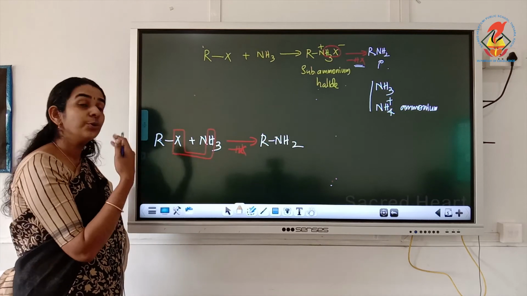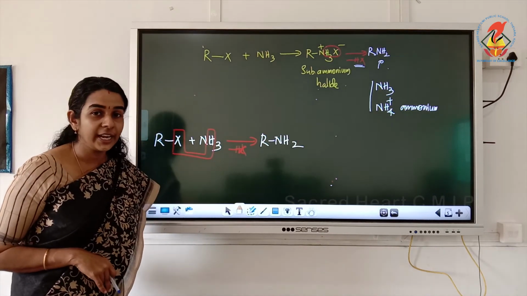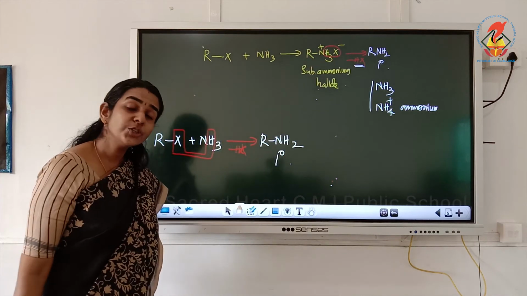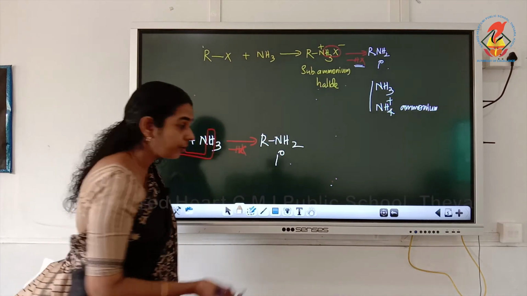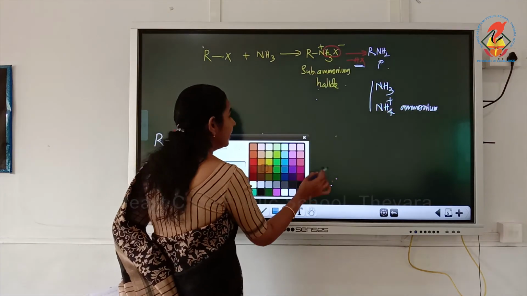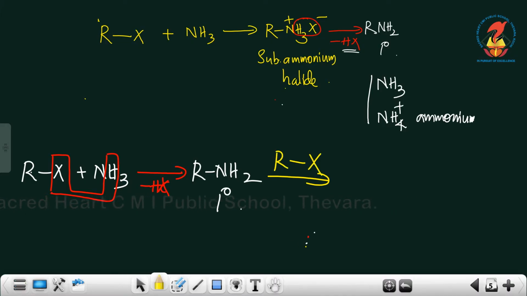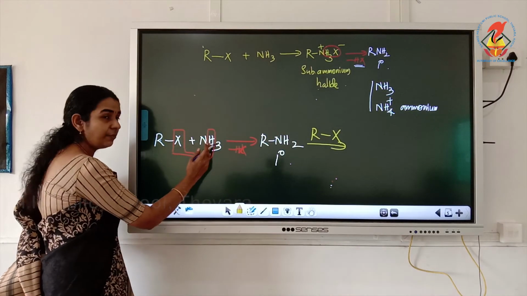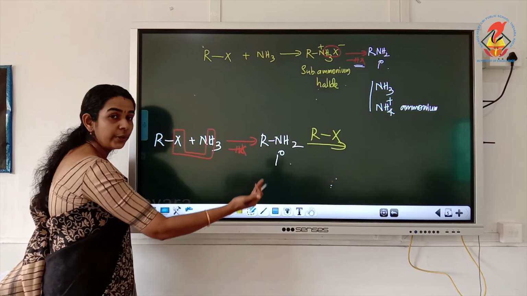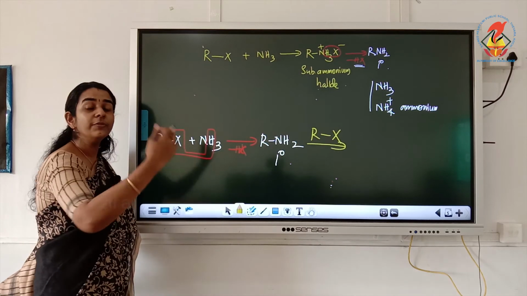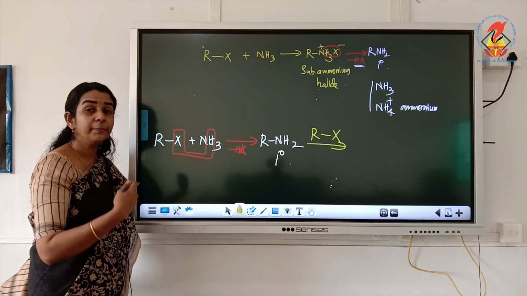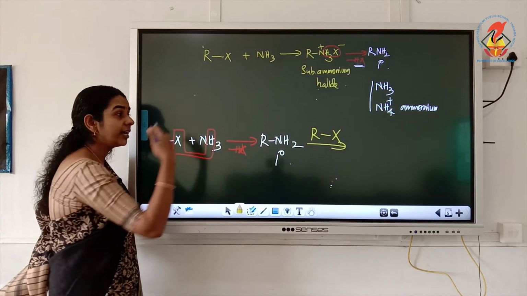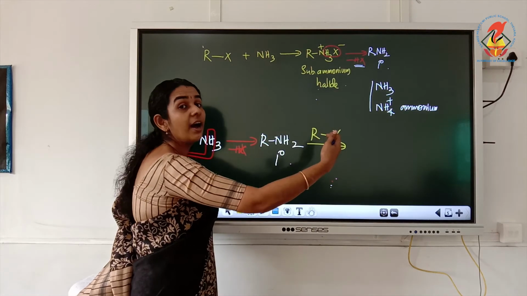Now there are 2 more hydrogens to replace on nitrogen, isn't it? So this primary amine again will be reacting with what? It will be reacting with alkyl halides. Don't think that it will be reacting with ammonia again. We have only one ammonia. Now what we are doing is replacing one hydrogen atom of ammonia by an alkyl group. So if we want to replace by an alkyl group, we have to treat with more and more RX.